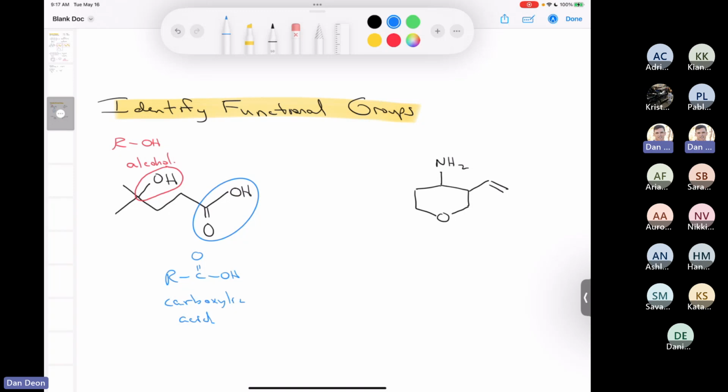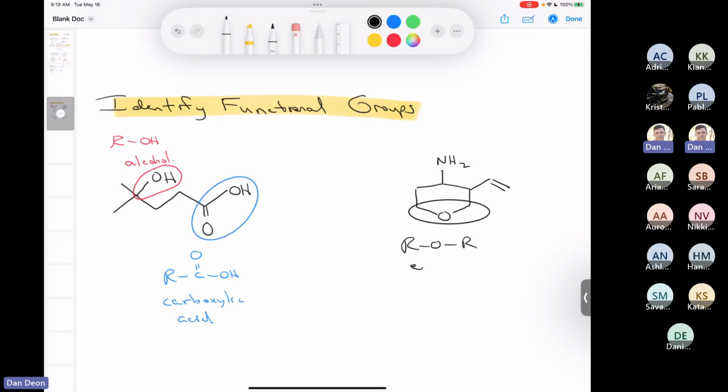Yeah. So, turn that down. Yeah, we have an ether. So we have an ether. I'll circle the ether first. So an ether is when we have an R group and then an oxygen, then an oxygen and an R group. So this is an ether.